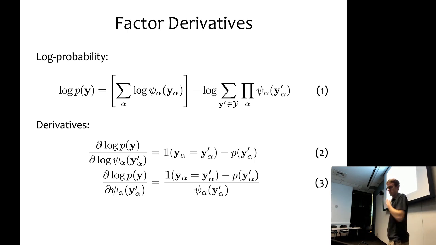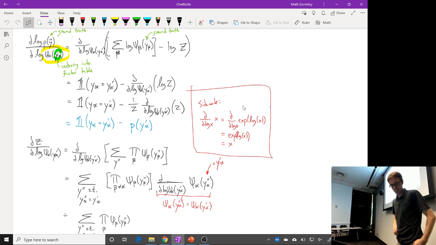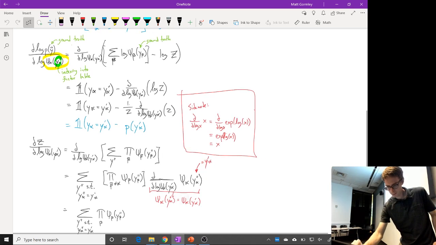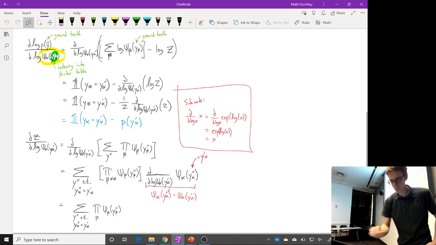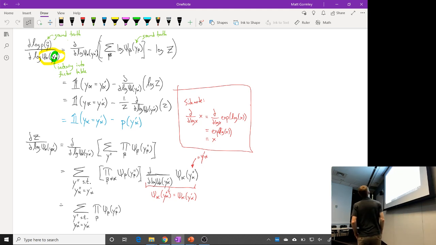Could you go back to when we write down the loss for a ground truth at the beginning of the derivation? Yep. We sum over beta for log psi beta y beta, right? Why aren't we taking a product over all beta? Shouldn't we consider all potentials?